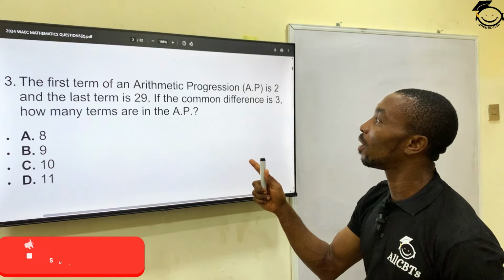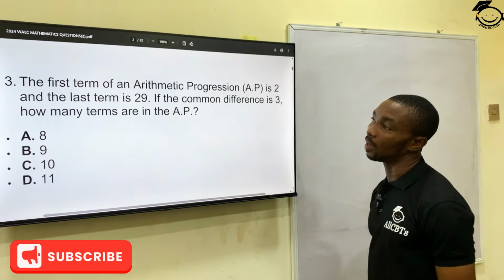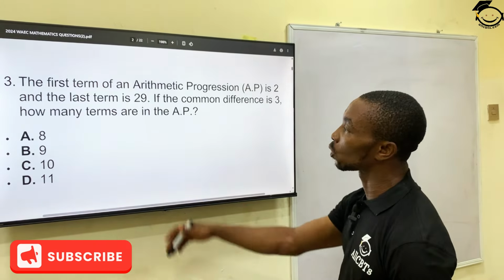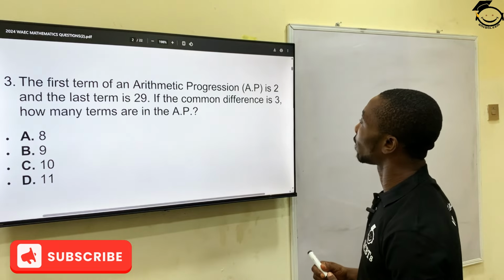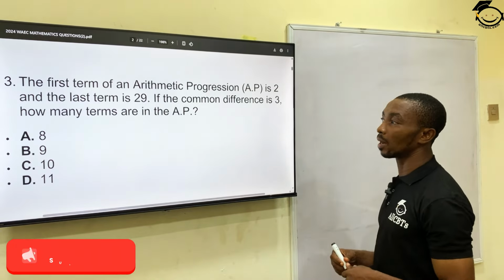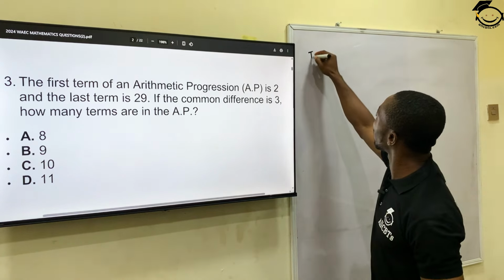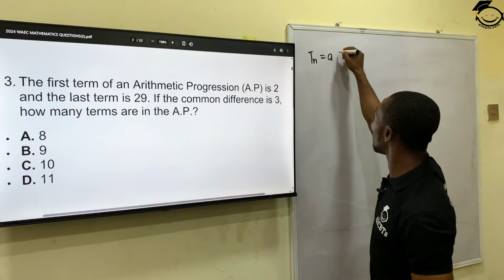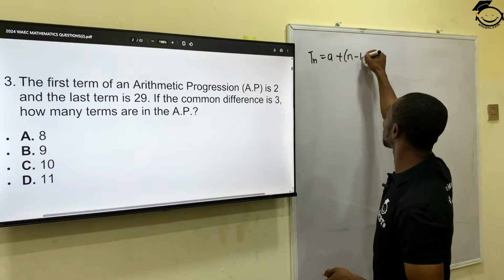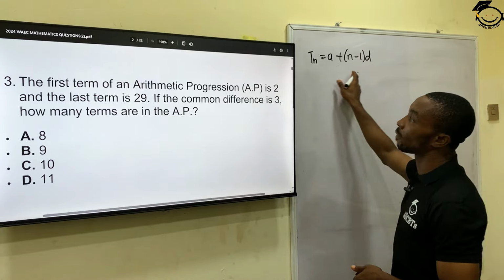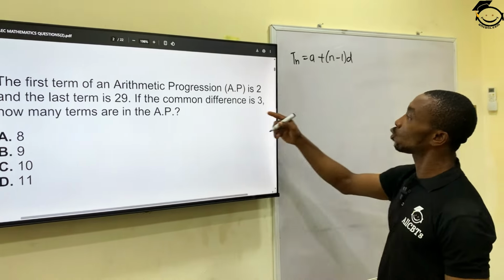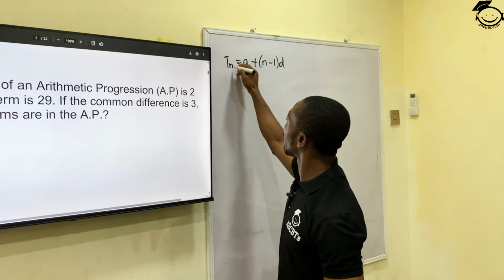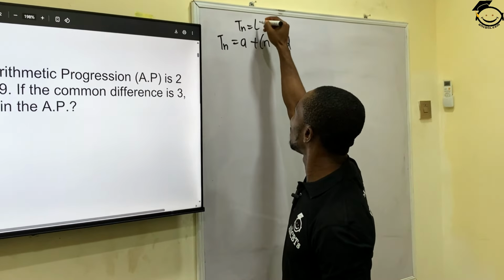The first term of an arithmetic progression AP is 2, and the last term is 29. If the common difference is 3, how many terms are in the AP? Now we know that for an AP we have Tn equals a plus bracket n minus 1 d. This is the formula for AP. Now, since we have our last term, we can represent our Tn to be our last term.